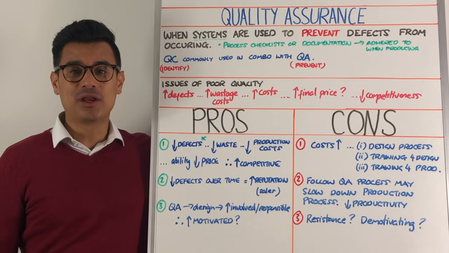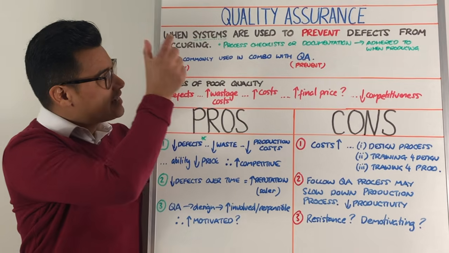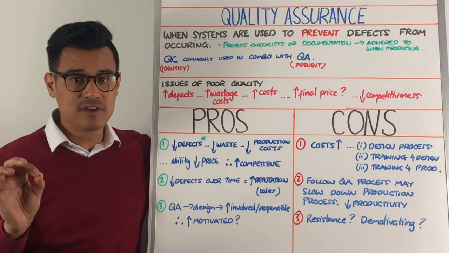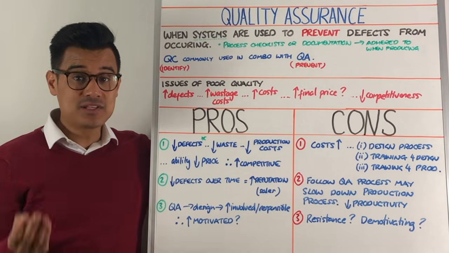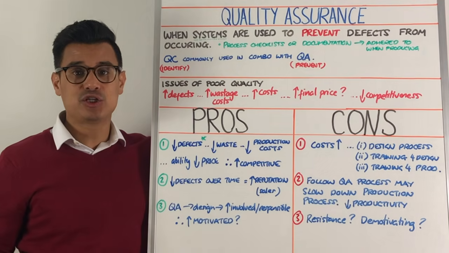Let's have a sesh on quality assurance, QA. So QA is when systems are used to prevent defects from occurring. Now these systems could be that you use process checklists or documentation.